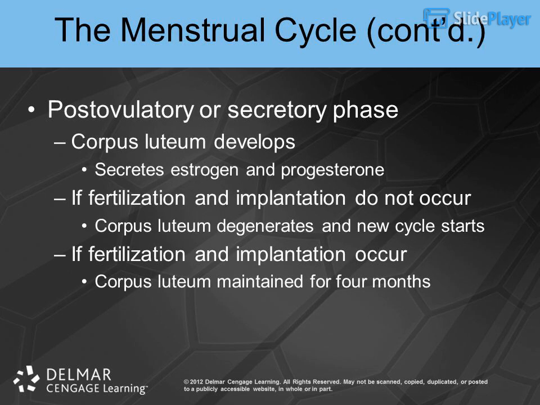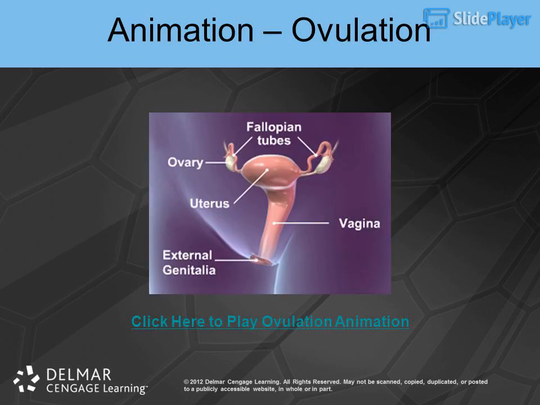The menstrual cycle, continued. In the postovulatory or secretory phase, the corpus luteum develops and secretes estrogen and progesterone. If fertilization and implantation do not occur, the corpus luteum degenerates and a new cycle starts. If fertilization and implantation occur, the corpus luteum is maintained for 4 months. Animation, ovulation. Click here to play the ovulation animation.